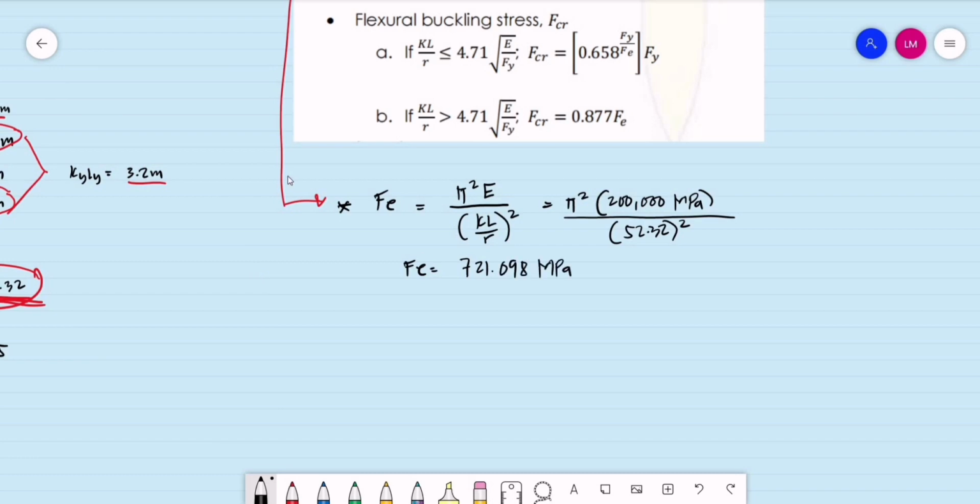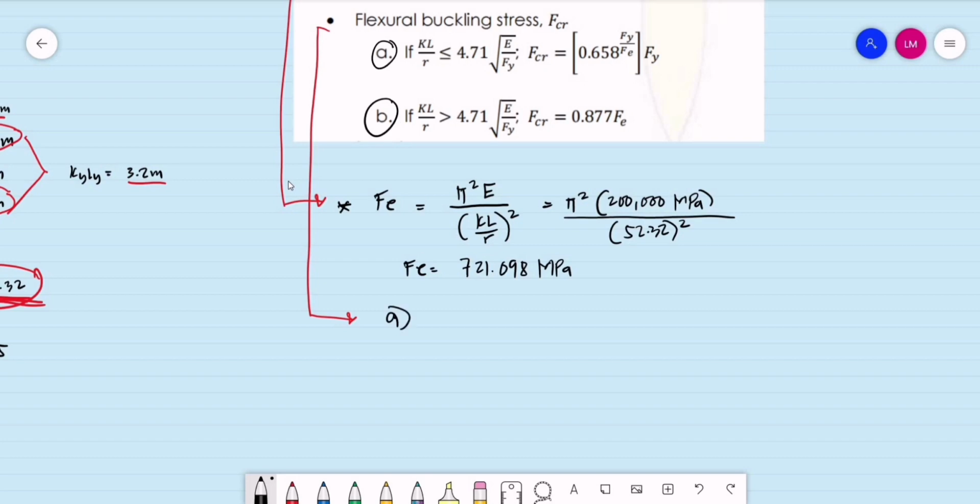So for the flexural buckling stress, this is the F sub CR. We can compute that, but before that, we need to check conditions A and B. So we have condition A.